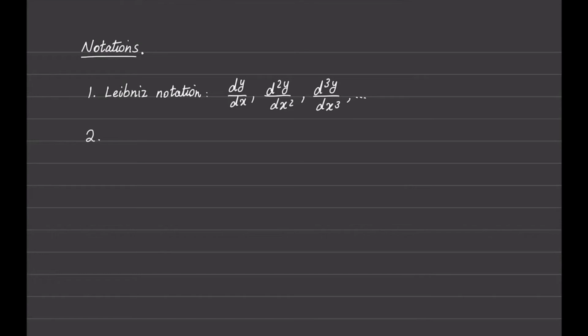Ordinary derivatives can be written using different notations. And in here, we will go through 4 different notations that we have. The first one is called the Leibniz notation, where we show the derivatives as fractions. And the second type is the prime notation, where we show the derivatives with primes. Single prime denotes the first order derivative. Double prime is the second order derivative. Triple prime is the third order derivative, and so on and so forth.